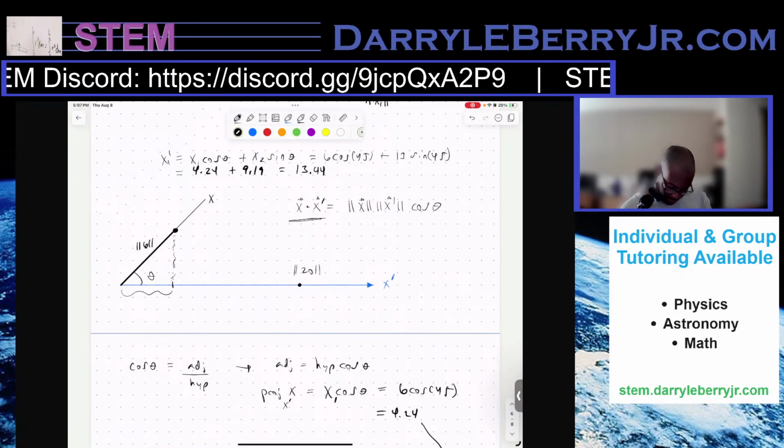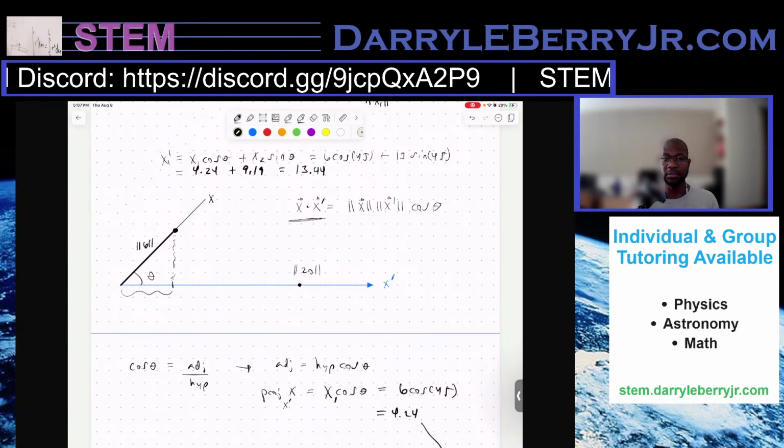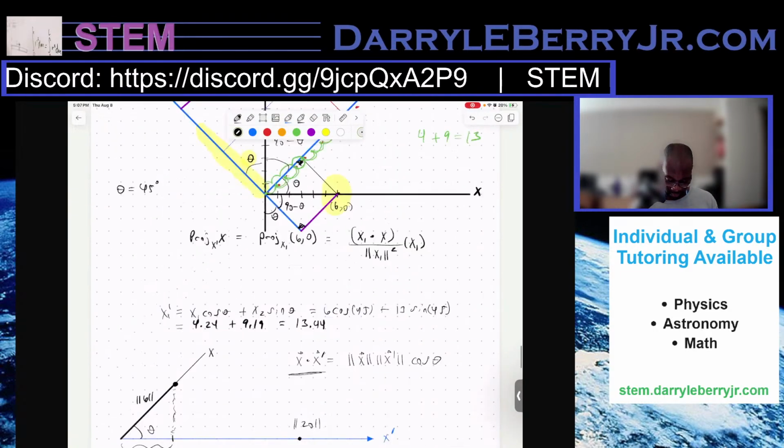Right, so now we figured out how to get the coordinates in a rotated coordinate system.